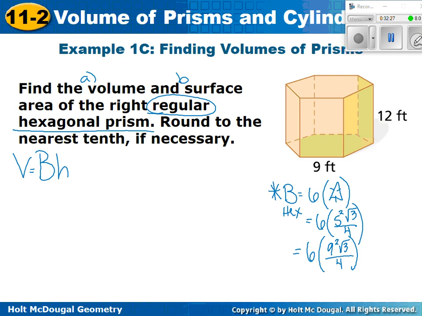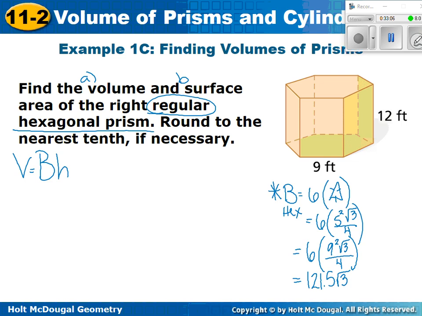So on your calculator, go ahead and do 9 squared. What's 9 squared? 81. Divide it by 4. And then what do we want to do after we divide it by 4? We don't want to type in square root of 3 yet, so we want to multiply it by 6. So go ahead and do 9 squared divided by 4 times 6, and we're going to leave square root of 3 at the end of our answer. So what is 9 squared divided by 4 times 6? 121.5 exactly, square root of 3.